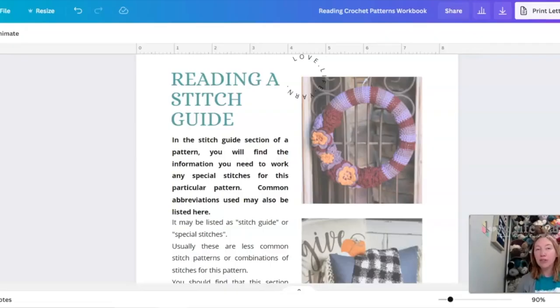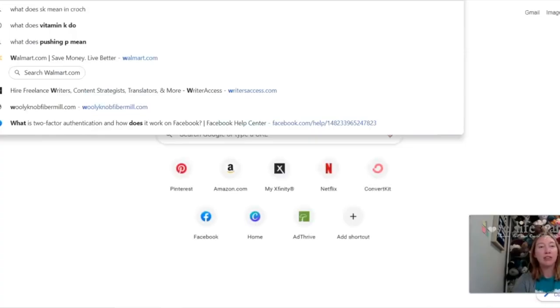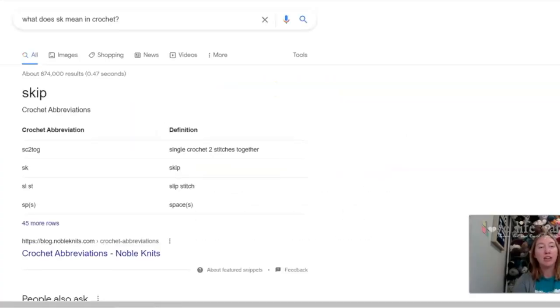You may see common abbreviations. Like I said, I've started doing that with mine and putting a section where there are common abbreviations, but not always. The designer is going to assume that you know that an SC is single crochet. Those things are very common. So if you run into anything that you don't know, Google it. I even went over to Google and said, what does SK mean in crochet? And right there, SK means skip.